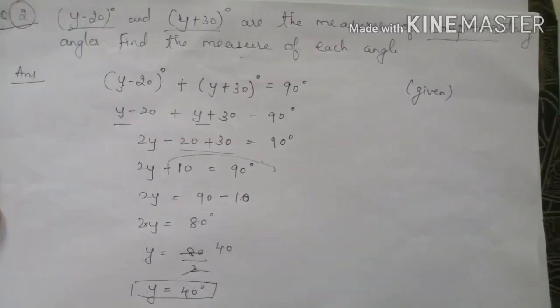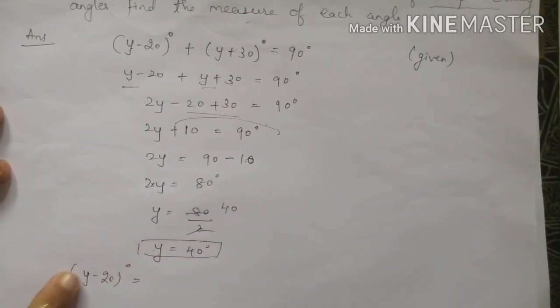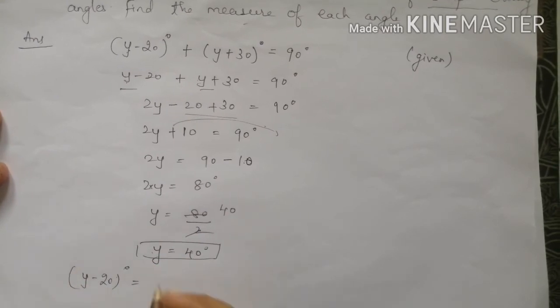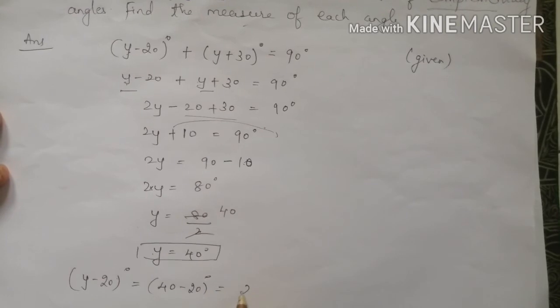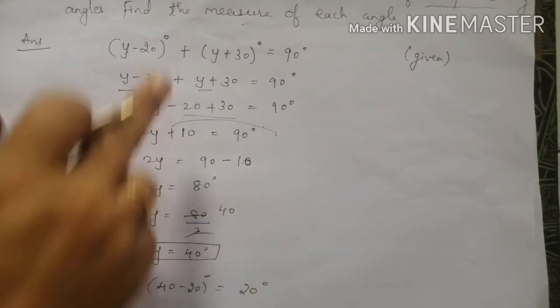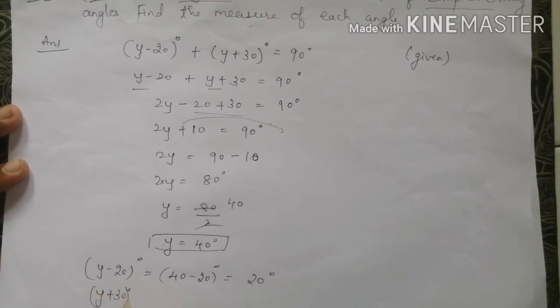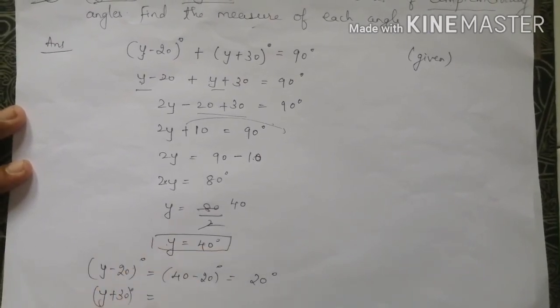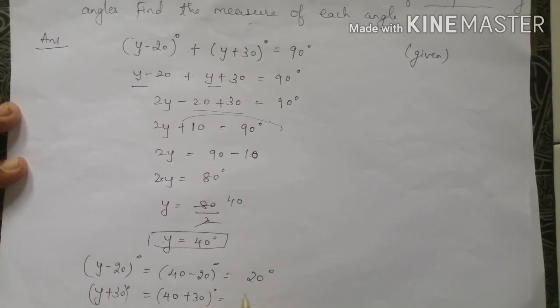So the first angle was y minus 20 degree. So here put the value of y. The y value we got is 40, minus 20 degree. So 40 minus 20 is 20 degree. So the first angle we got is 20 degree. The second angle was y plus 30 degree. So y's value again we'll put the same, 40 plus 30. So 40 plus 30 is 70 degrees.